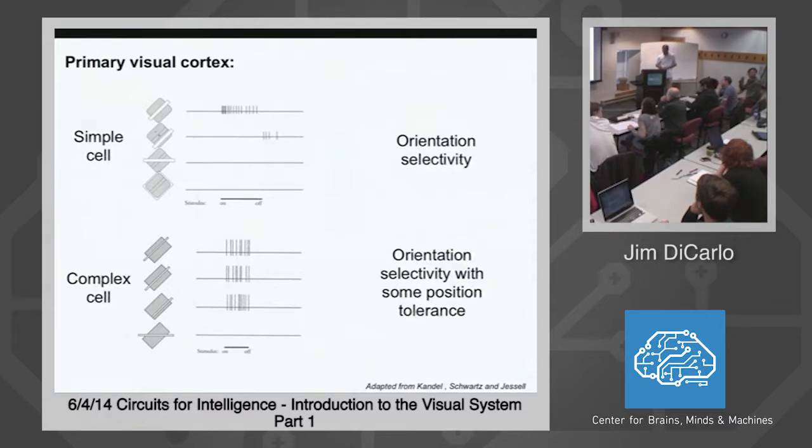Yes? Are there differences between the retinal ganglion cells and the LGN? They're both center-surround. Those are generally very similar. That seems weird, right? Why would it just be a relay? What are the processes that go on there?